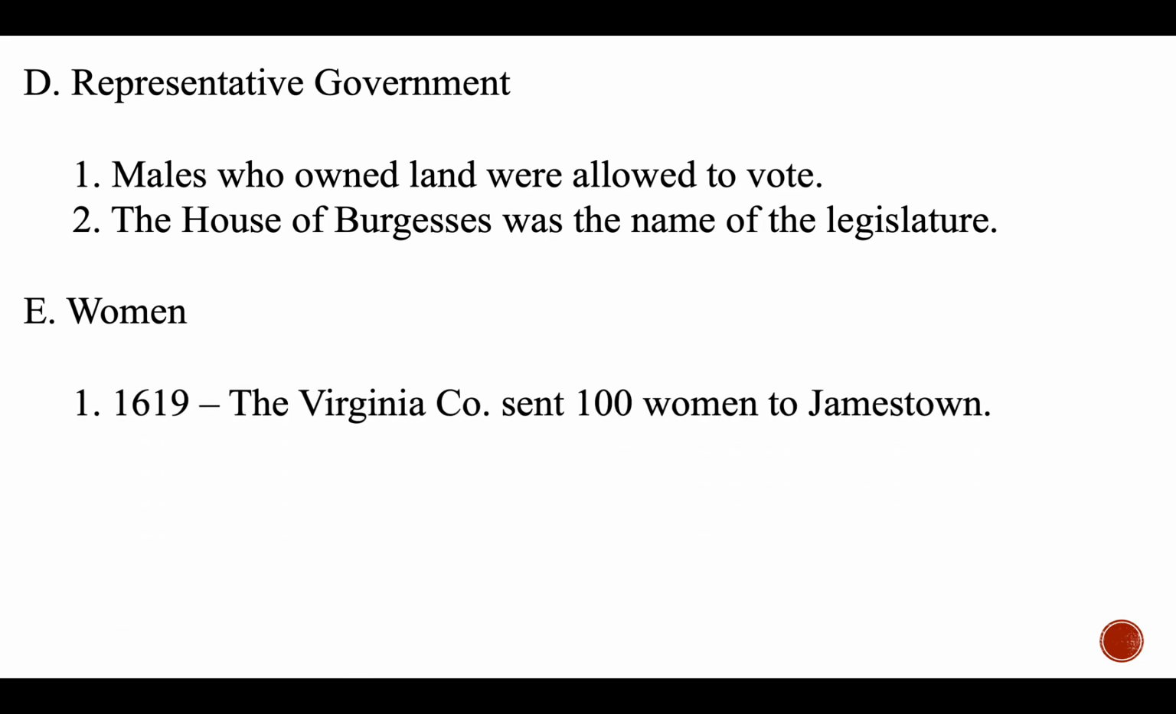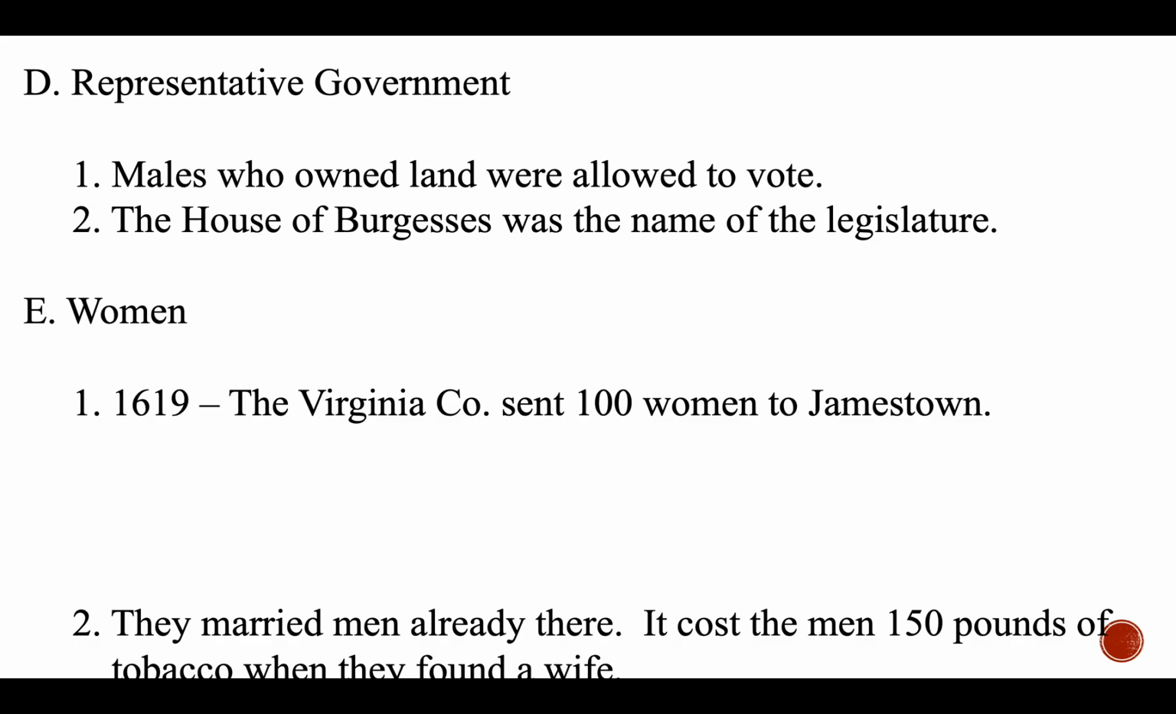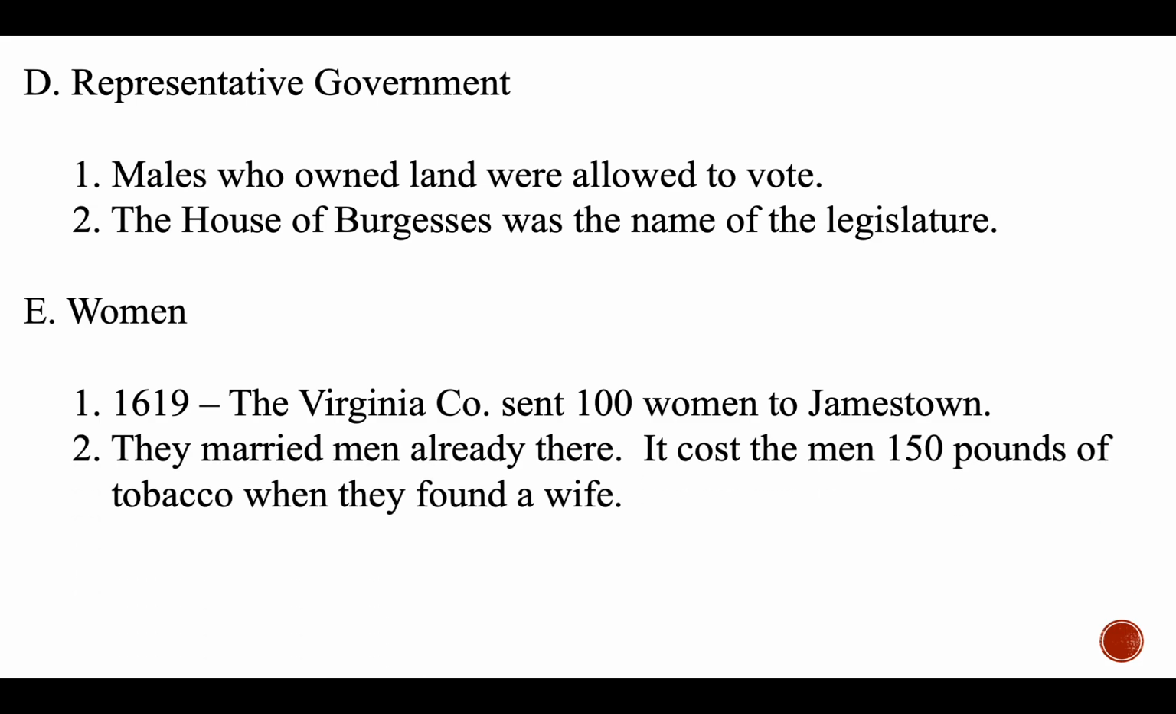Women, as far as the colony was concerned, remembering that it was originally set up as looking for gold and silver, so there weren't a lot of women. And so what the Virginia Company did was they found 100 women to volunteer, and they sent them to Jamestown in 1619. And the idea was these women came looking for husbands. The men were already here, and they would start meeting, and if they got married, the men would have to pay 150 pounds. Remember, that's English money. So 150 pounds.